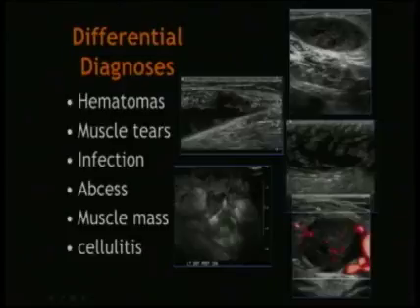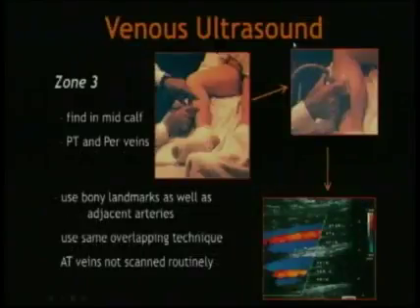There are other differential diagnoses you need to look for, such as hematomas, muscle tears, the presence of infection, abscess formation, and even muscle mass. Sometimes patients present with cellulitis as a differential diagnosis for the cause of their pain. But as you can see when you take a look at these images, some of them are very similar to others. Often you can't tell by the duplex ultrasound what entity you're dealing with. So I would give a differential diagnosis and always say that additional imaging is suggested or recommended if it's clinically indicated in that patient.